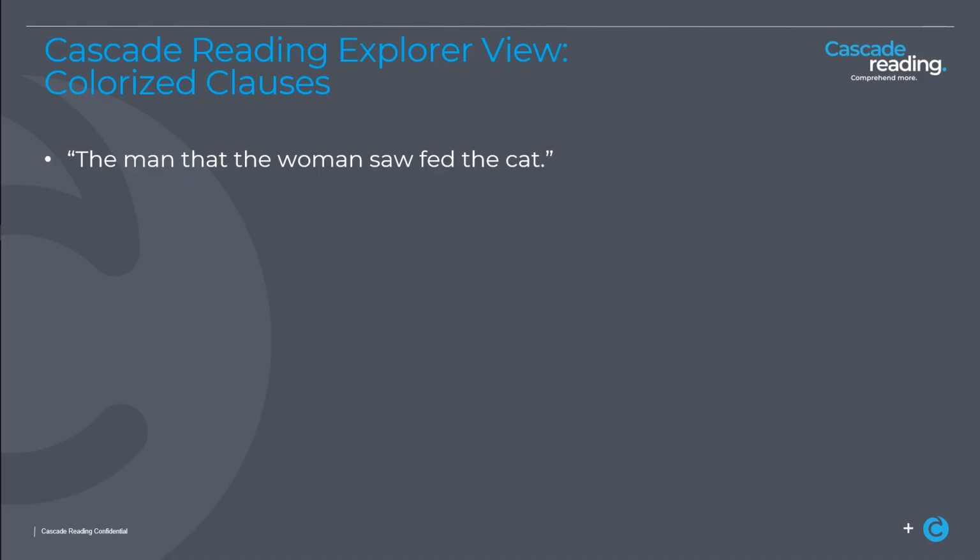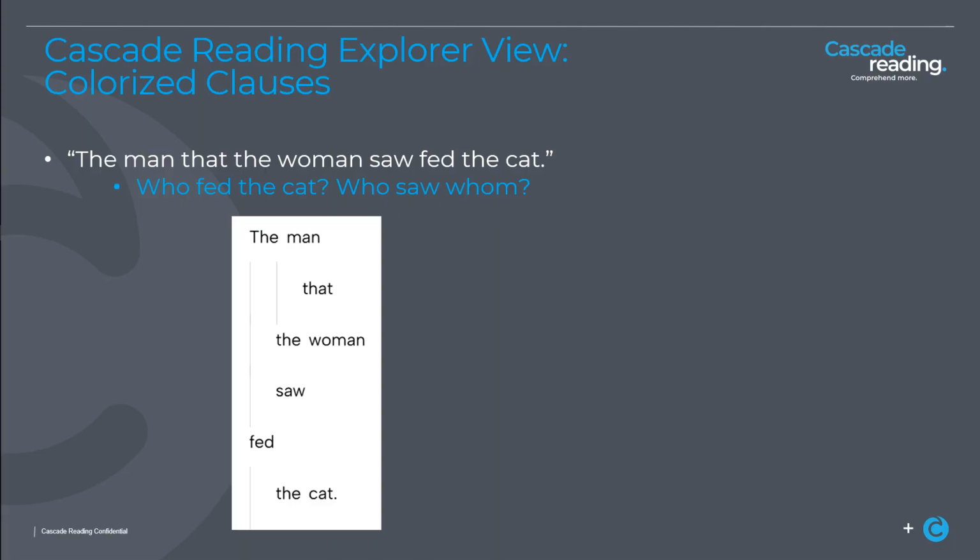In the sentence, the man that the woman saw fed the cat, this could confuse some readers. For example, some readers have trouble figuring out who fed the cat and who saw whom in this sentence. In the Cascade format, some of this is made easier via indentations. The man that the woman saw fed the cat. Notice that the man is aligned with fed, so you know that the man did the feeding. And who saw whom? The woman saw.